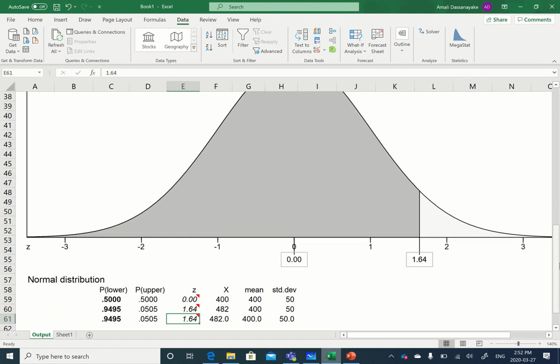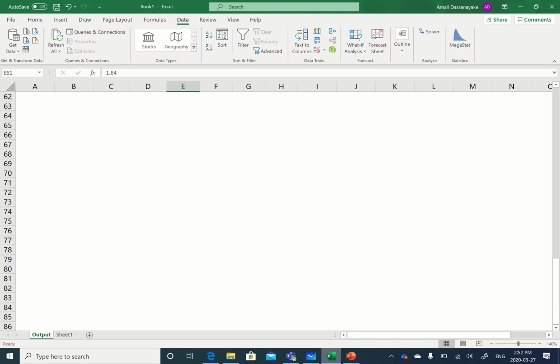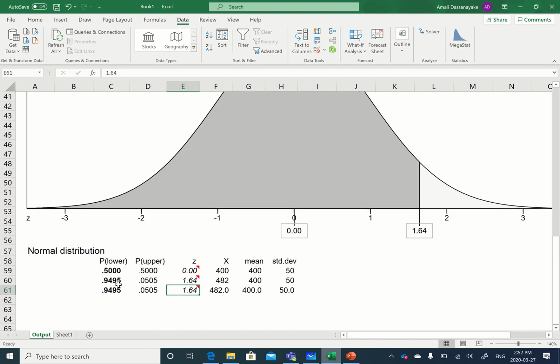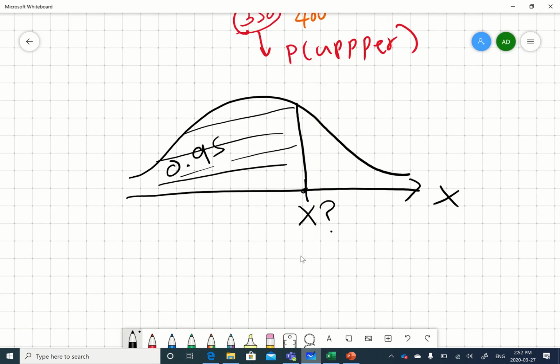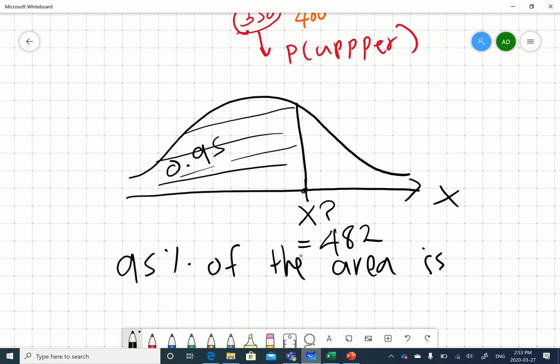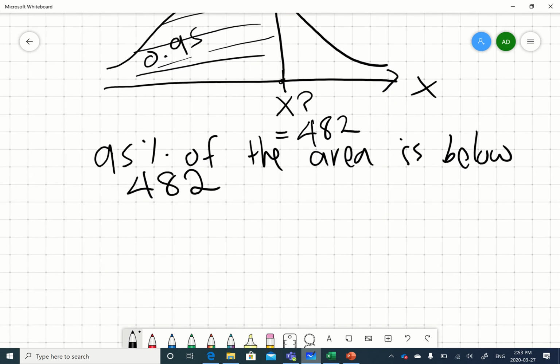From the third reading, this line, this is the x value. So this x value is actually 482. So 95% of the area is below 482. That is the idea.